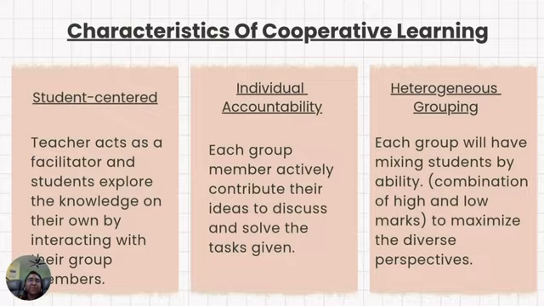Next, we will look into the characteristics of this approach. The first one will be the student centered, where the teacher acts as a facilitator and students explore the knowledge on their own by interacting with their group members. The second one will be the individual accountability, where each group member actively contributes their ideas to discuss and solve the tasks given. And the final one will be the heterogeneous grouping, where each group will have mixed students by ability to maximize the diverse perspectives.